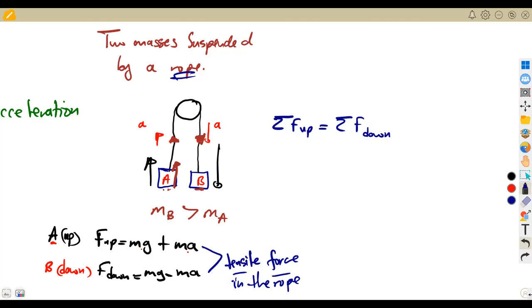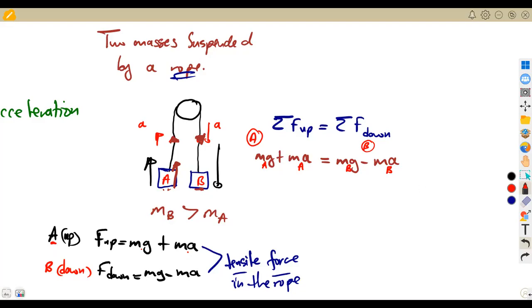So by knowing that F up is equal to F down, we are talking about this formula: for F up, mg plus ma must be equal to F down, mg minus ma. But considering that if this is from object A, this is the mass of object A. If this is for object B, let's say B is the one going down according to this sketch or diagram, this is the mass of object B.